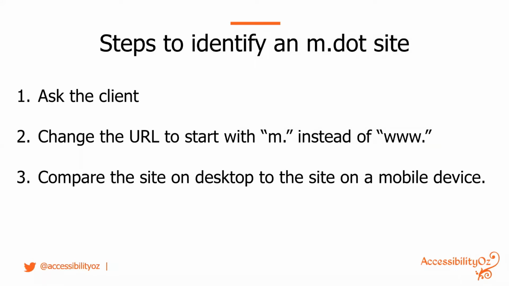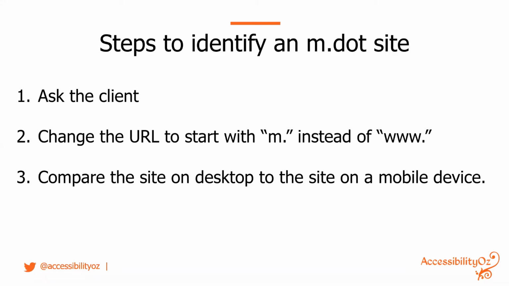In order to identify an M.dot site, you really need to do these three steps. You need to first ask the client if they've got an M.dot site, but you can't stop there. You need to also change the URL to start with M.dot instead of www. And then you need to open the M.dot and the www on desktop and also on mobile and see what happens. Because we have had instances where the client has said, we don't have an M.dot site, and yet there is clearly an M.dot site when you type it in.